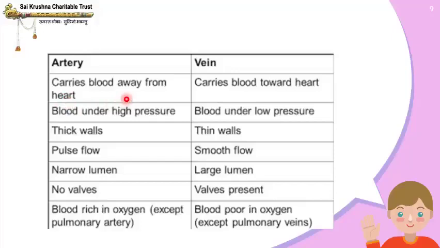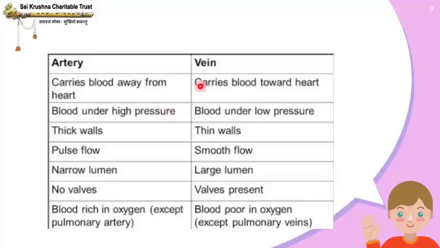Arteries have a narrow lumen. Veins have a large lumen. Why? Because of the high pressure, blood can go through a narrow vessel. Because the pressure here is not much, the blood vessels are large so that blood can easily enter the heart.